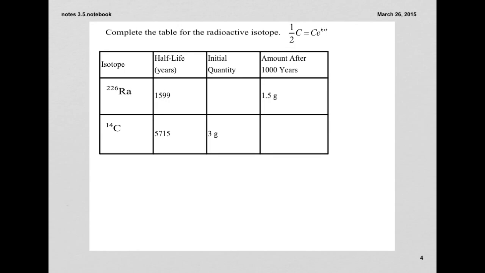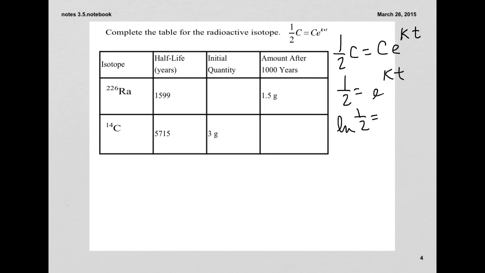Okay, we're going to complete the table for the radioactive isotope. Our first isotope is 226Ra. The half-life is 1,599. And we want to find the initial quantity. Well, we use our formula. 1/2 C equals Ce to the kt. Okay, the first thing we need to do is get rid of our C's. So that's going to be 1/2 equals e to the kt. And now we need to get rid of the e. So we have ln of 1/2 equals kt.